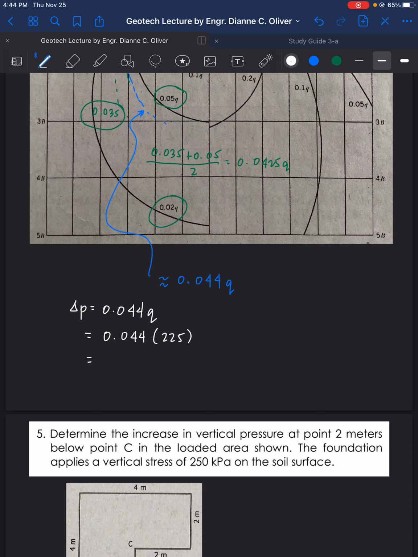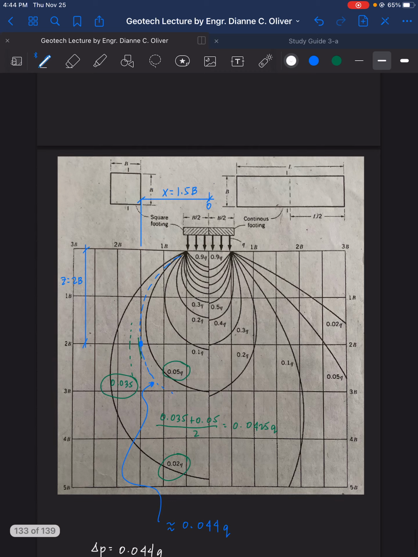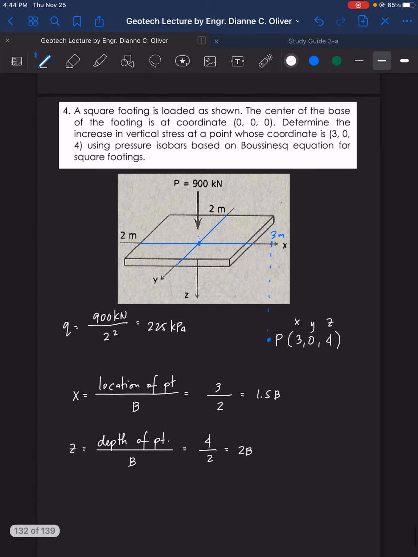So 0.044 times 225 is equal to 9.9 kilopascal. So that's for number 4. Okay, so screenshot first.